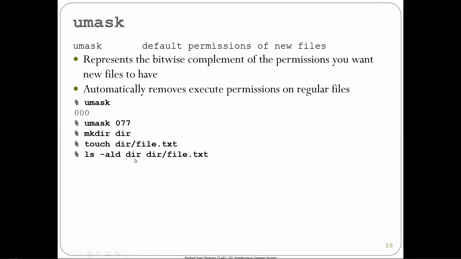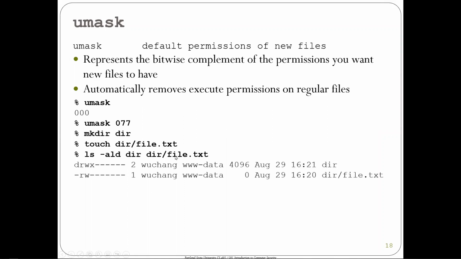And then if I do a listing of the directory and the file in it, you can see that the directory has the read, write, and execute bits, which is the bitwise complement here. And then the same thing with the file.txt, but that execute bit is cleared because it's a regular file that got created.